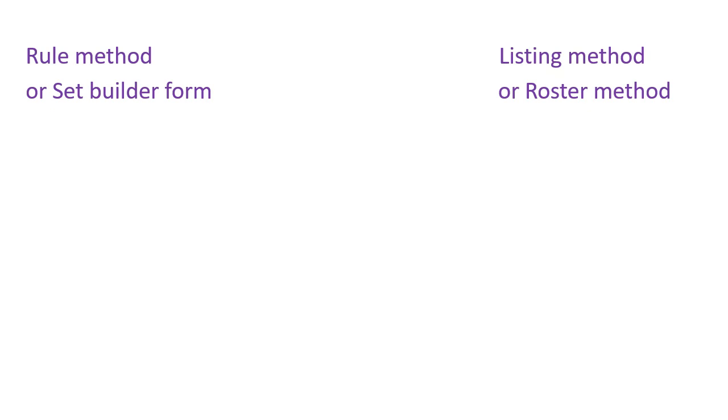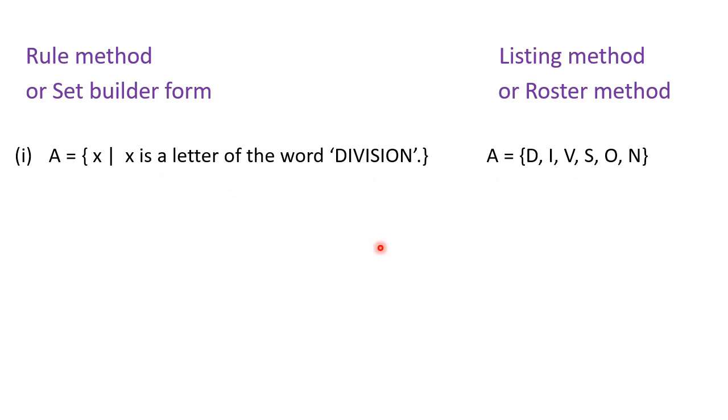So let us see the examples. Here on the left hand side I have taken the rule method or set builder form, and here I have written the listing method or roster form. So let us see the very first example in both the methods. See here, in the rule method it is written as A is a set of all x such that x is a letter of the word DIVISION.